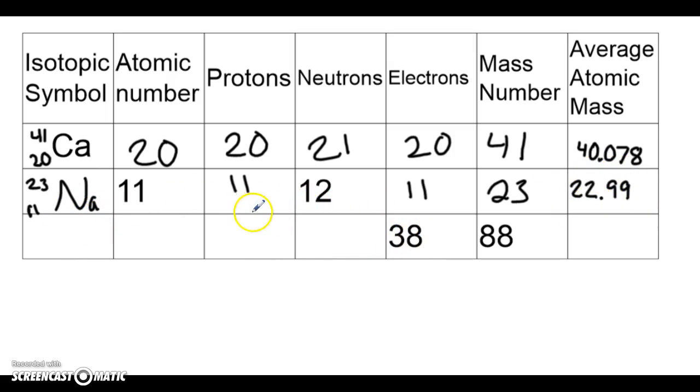And let's see, if this thing has 38 electrons, it has 38 protons, and the atomic number is 38 as well. So 38 goes here, and my mass number is 88. I look at my periodic table and see that strontium, Sr, has atomic number 38. So my neutrons must be 50, because 38 plus 50 is 88. And the average atomic mass of strontium is 87.62.